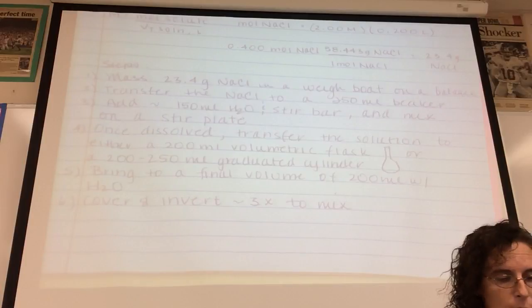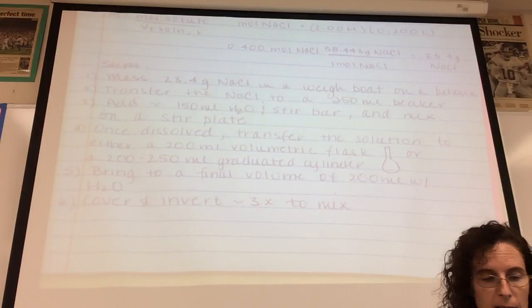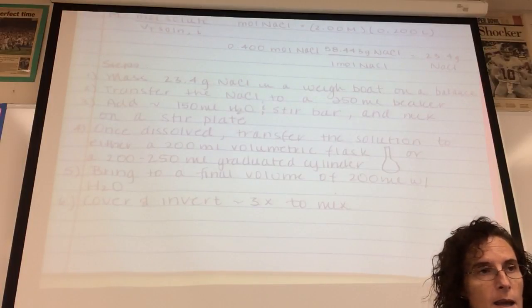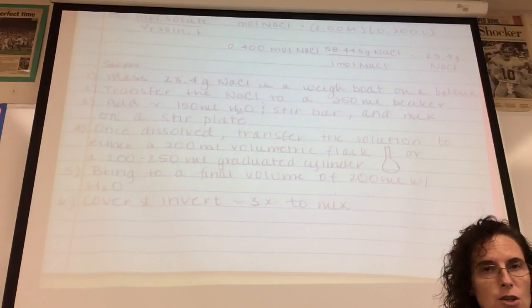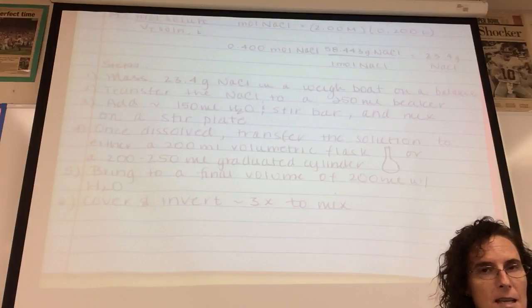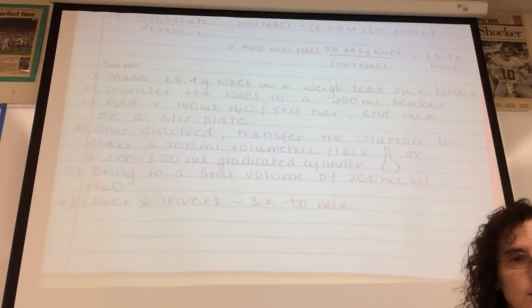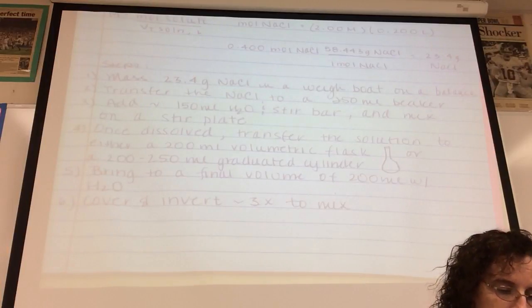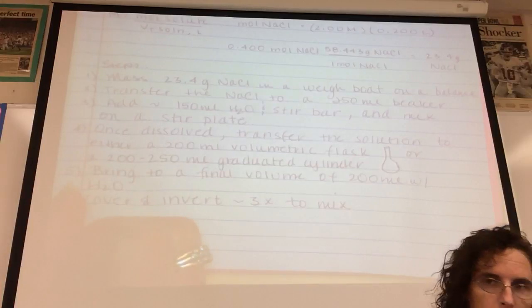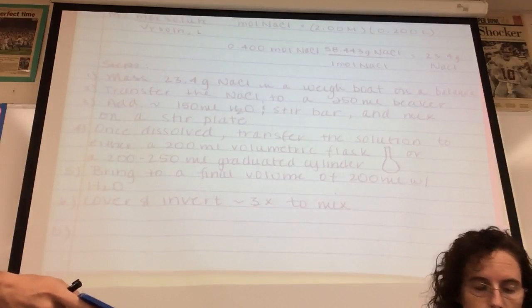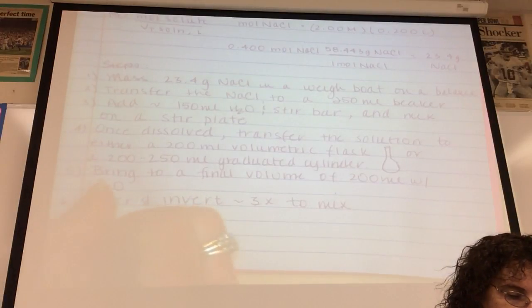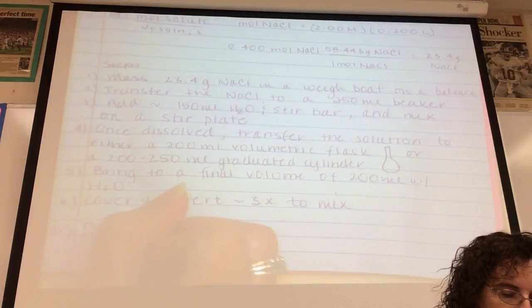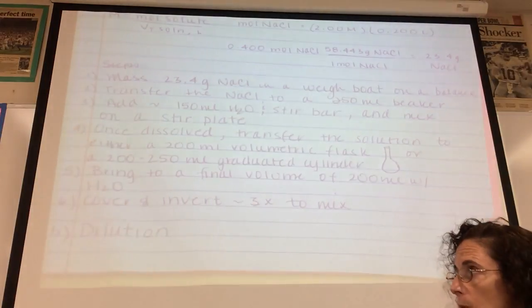The other way that you can make a solution is by dilution. If you have a solution on the shelf that's more concentrated than what you want, you can take some of it, mix it with water, and you'll make a solution with a lower concentration. So another way that you can make a solution is by dilution. And I'm going to show you how to do that.